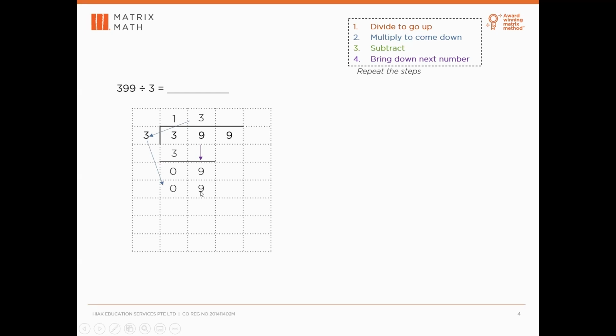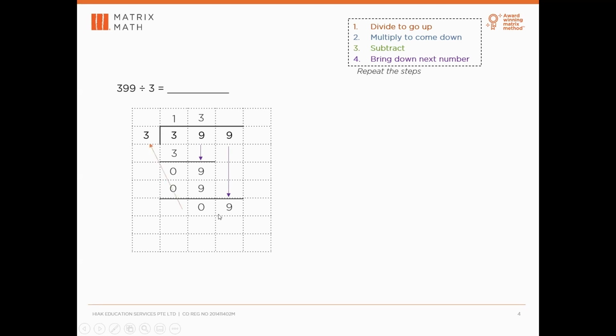Then the next step is to subtract. So 9 minus 9 gets 0. Some students may think that this is the end of the long division since you end with 0. But you always check using the next step, bring down the next number. If there is a next number behind to bring down, we continue the long division and bring the number down. So what we have here is 9.